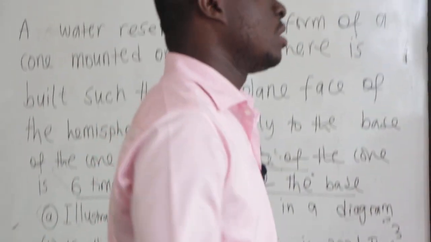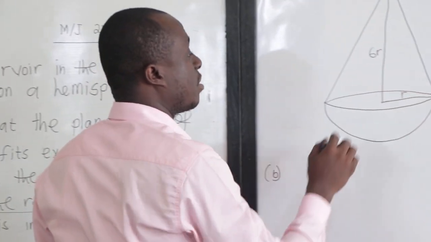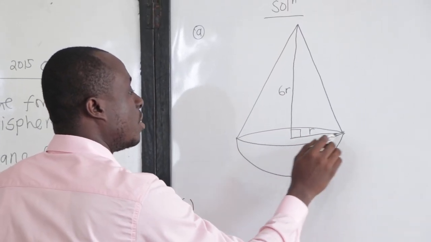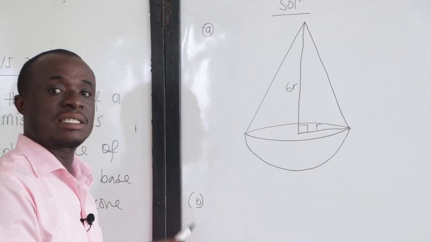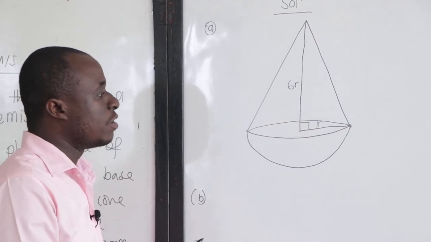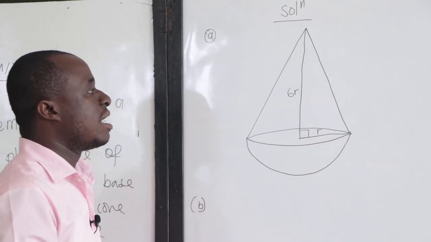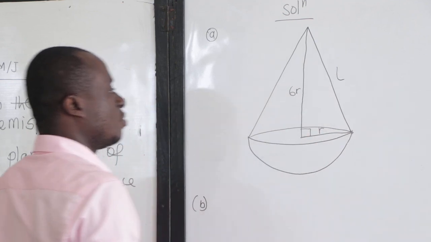Now, the first one says you should illustrate it on a diagram. And clearly, after drawing the diagram, note that this is 90 degrees. Now, the radius of the cone is R, but we are being told that the height of the cone is 6 times that of the radius of the cone. So, the height will be 6R. Now, this will be the slant height.